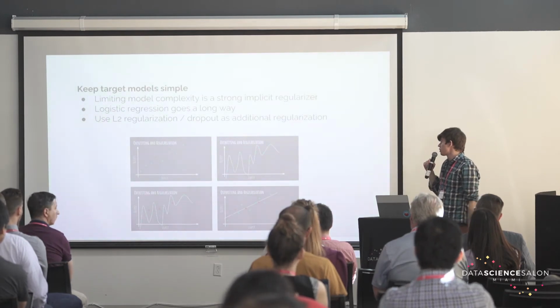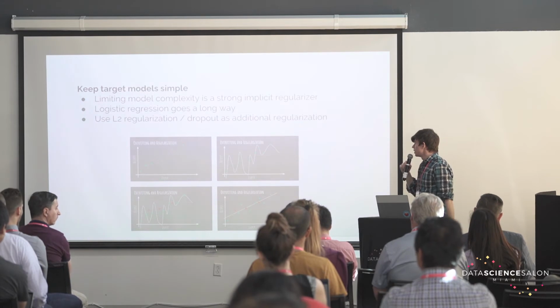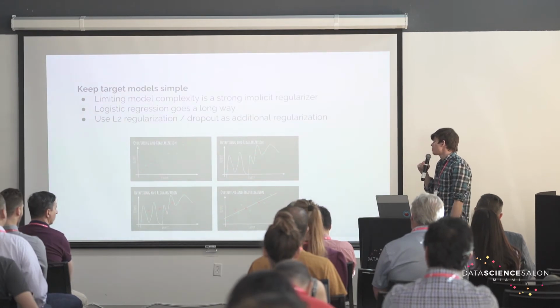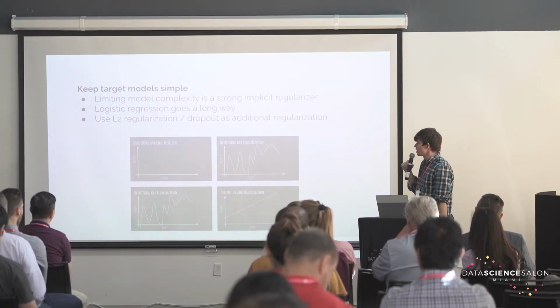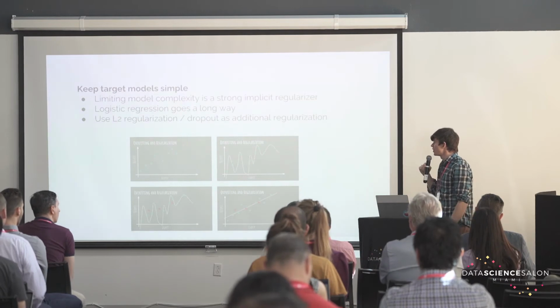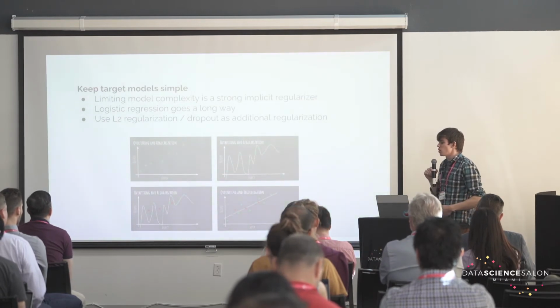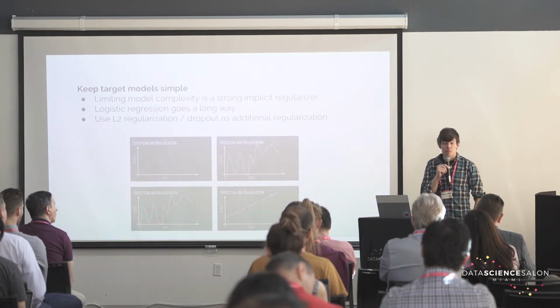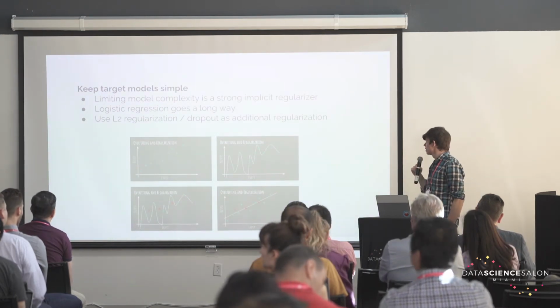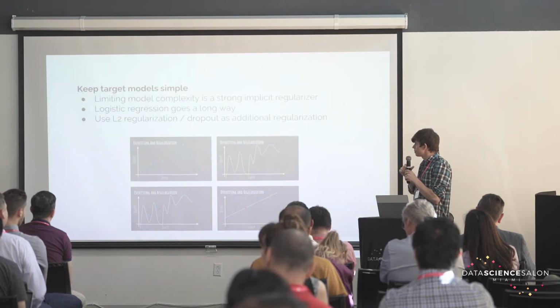Often a go-to for training a target model is logistic regression. That actually goes a very long way because it's a rather simple method with not a lot of learned parameters. So it's hard for it to overfit. We often also use L2 regularization, which is a penalty on learning large weights, because large weights often correspond to the model being overconfident in a single feature being predictive of an outcome. Or dropout also works.